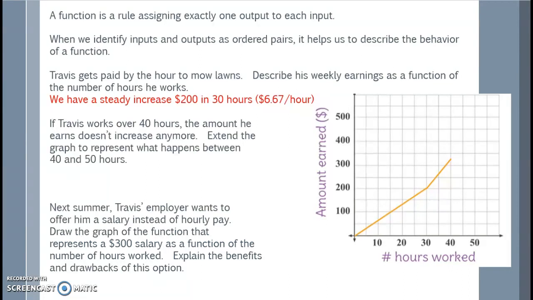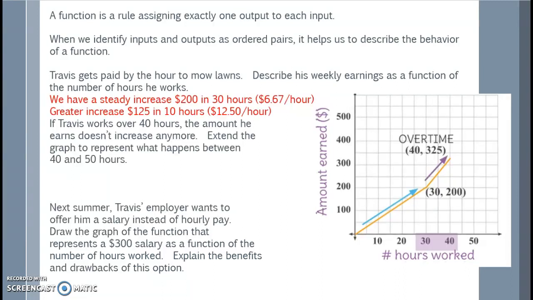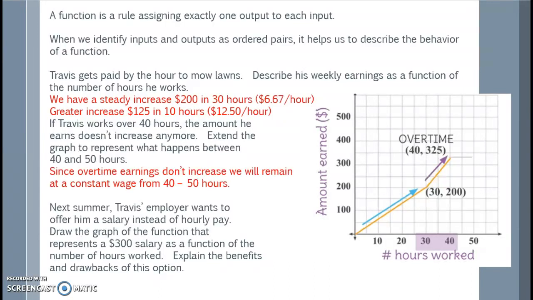It appears that we have a steady increase of $200 in 30 hours. That would be $6.67 per hour when I take 200 and divide it by 30. Further, there is a greater increase at this point since we go from 30 hours to 40 hours. There is an increase of $125. This is $12.50 an hour. Then it must mean that we go into overtime after 40 hours. And since we don't earn anything more, we will remain at a constant wage from 40 to 50 hours, as indicated here.